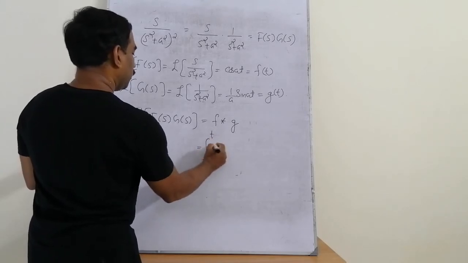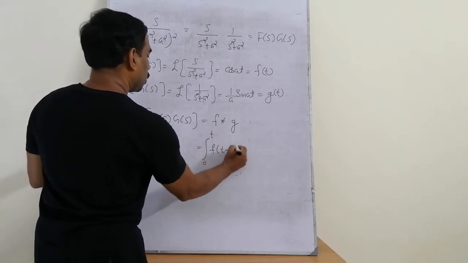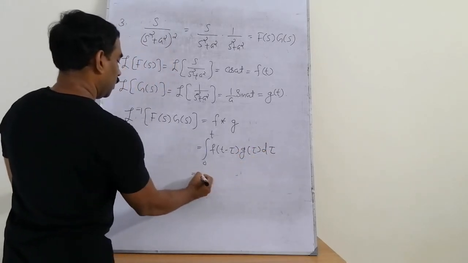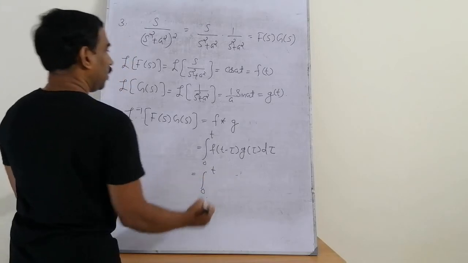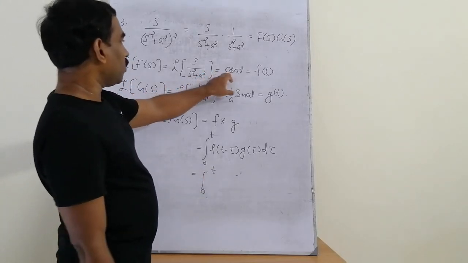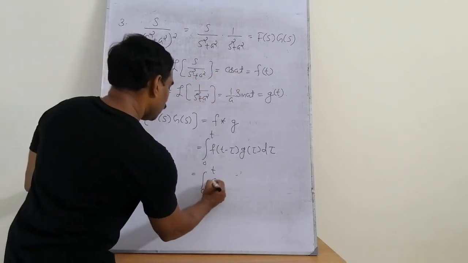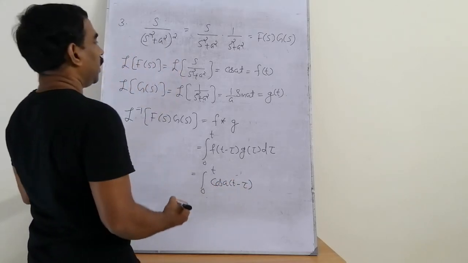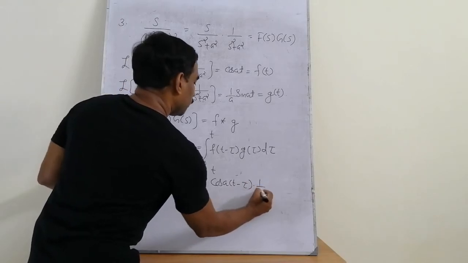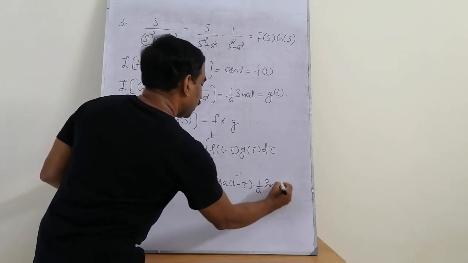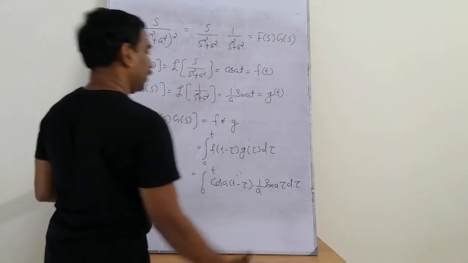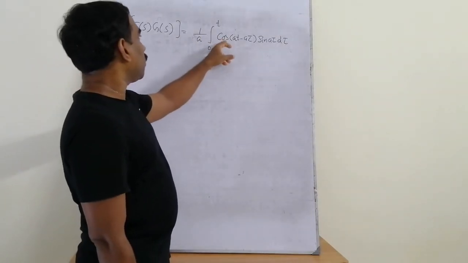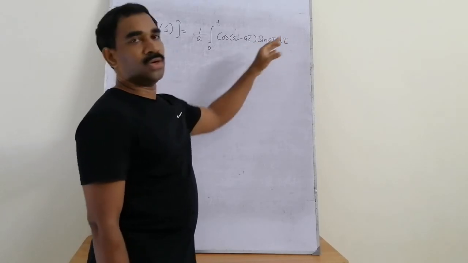And this is equal to integral 0 to t f of (t minus tau) g of tau d tau. What is f of (t minus tau)? Cos of a into (t minus tau), and g of tau is 1 by a sin a tau d tau. That is L inverse of F(s)G(s) equal to 1 by a into integral 0 to t cos of (a t minus a tau) sin a tau d tau.